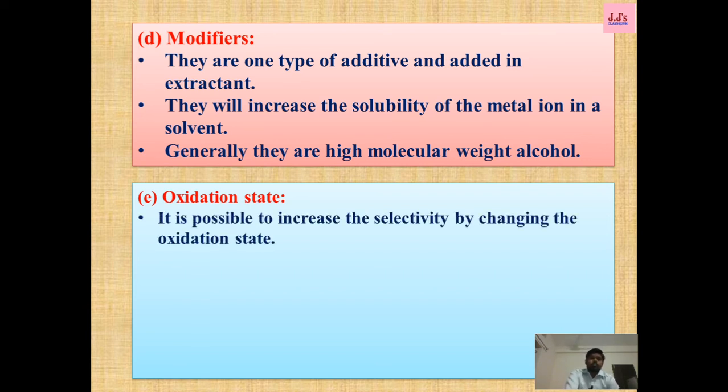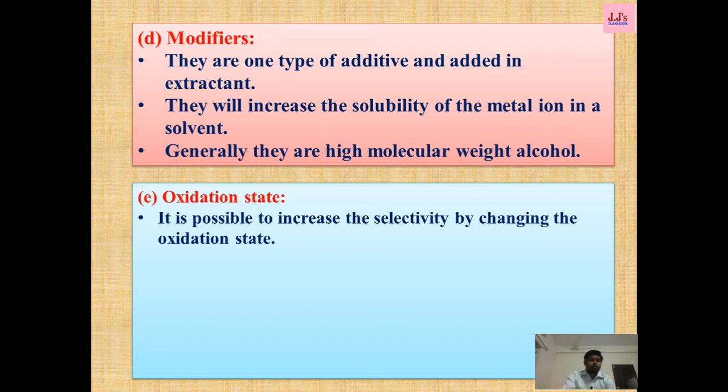Now, how is the oxidation state affected in the process of solvent extraction? It is quite easy. It is possible to increase the selectivity by changing the oxidation state. That is important also for MCQ purposes. How can you increase the selectivity of the extraction process? Options are given to you. The right option is by changing the oxidation state.